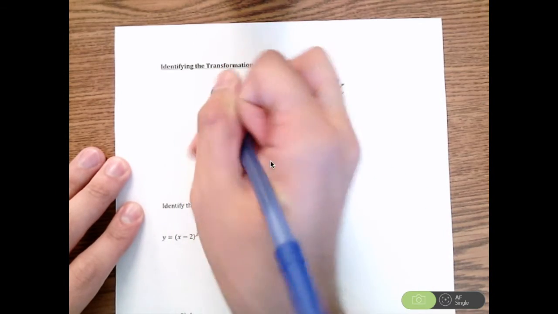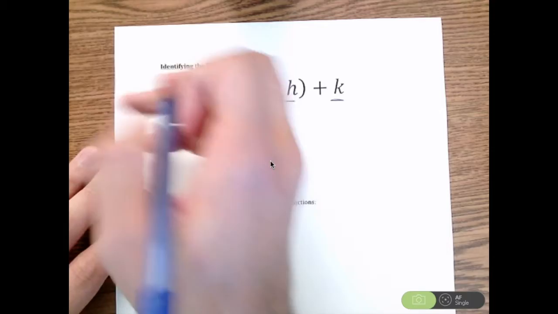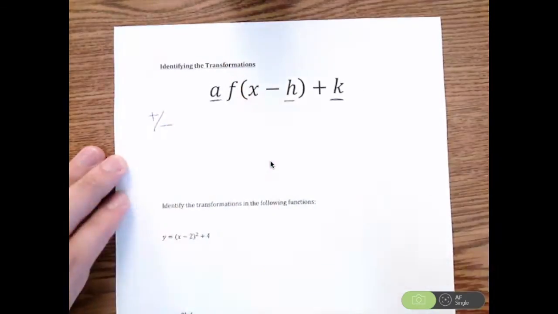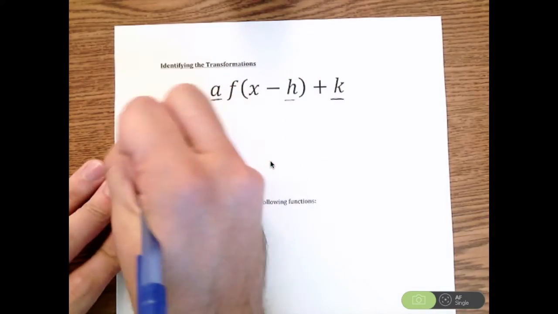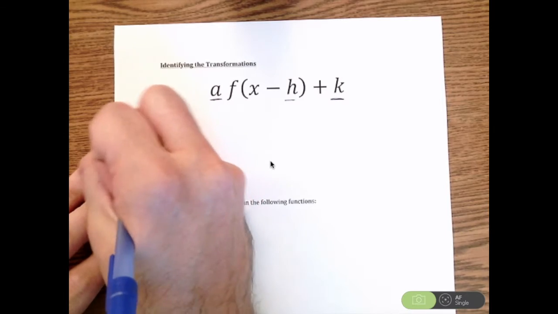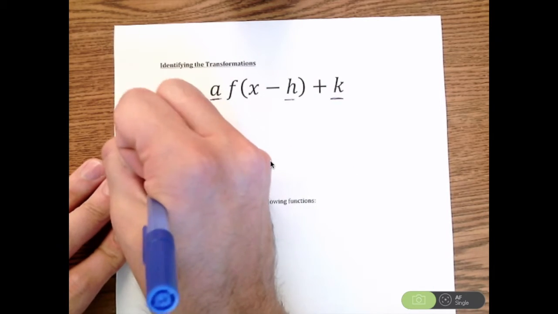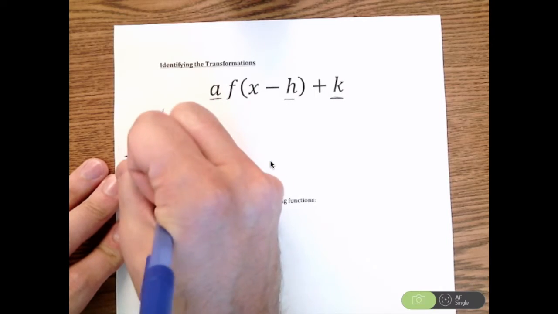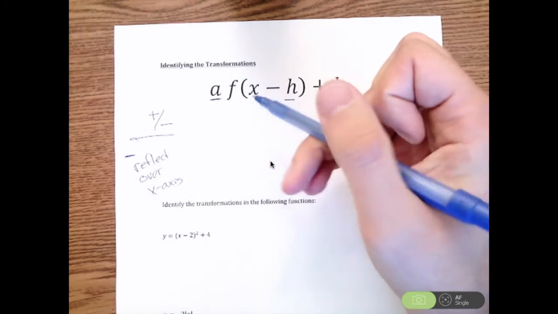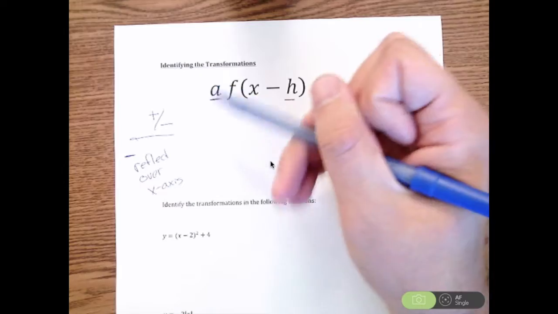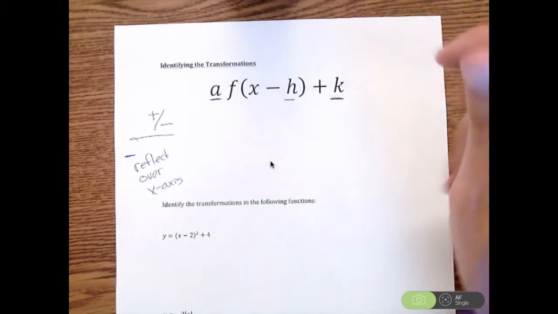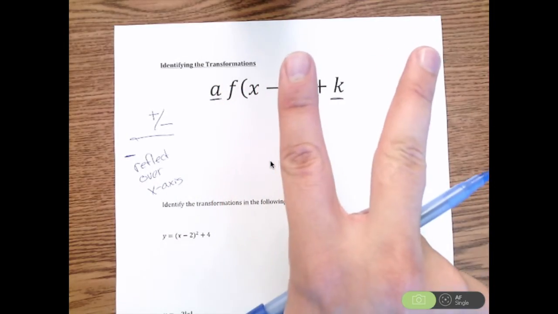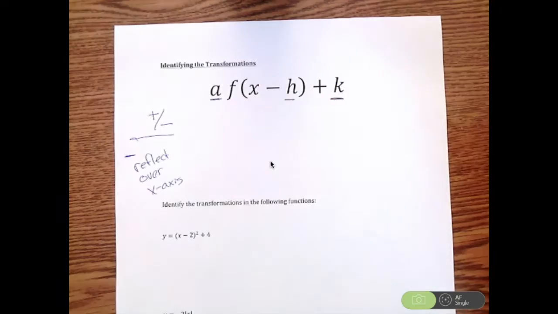One of the first ones has to do with A out front. Now, A can be positive or negative. If you switch A to be a negative number, that's going to reflect your function over the x-axis. So instead of a parabola opening up, it's now going to reflect down.